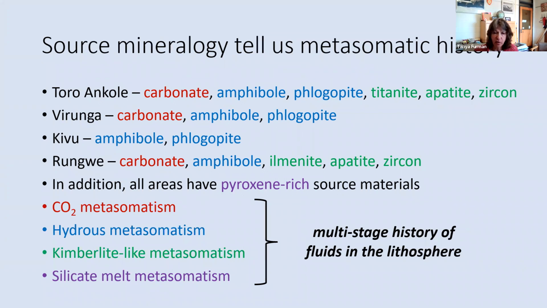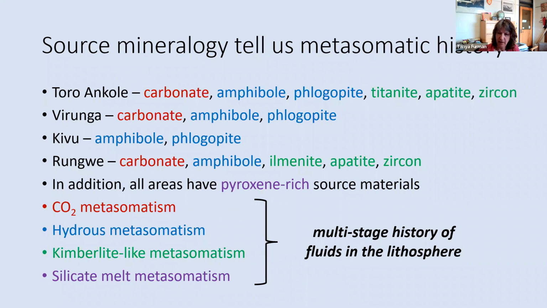And I keep using the word metasomatism. What on earth does that mean? It means that there have been fluids that have traveled through the lithosphere that have changed the mineralogy and the chemistry of that mantle lithosphere. This region has been fluxed with carbon dioxide, with water, with silicate melts, like kind of normal lavas, and with the material that generates kimberlites.